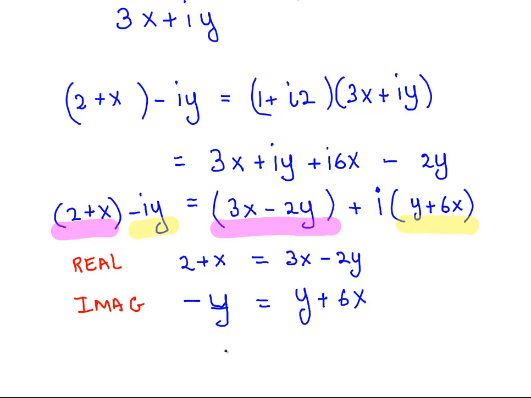So if we work out this side here, subtract y from both sides, we have minus 2y equals 6x. Necessarily, we can say that y is equal to minus 3x. Divide both sides by minus 2.